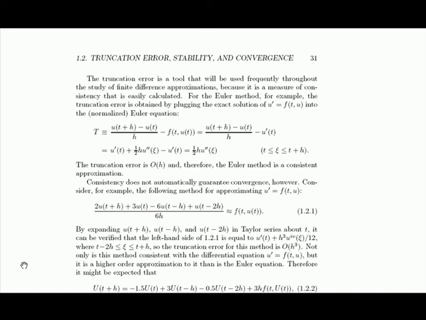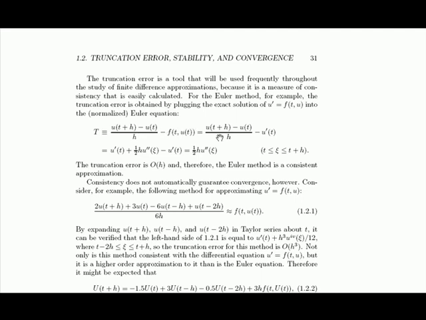Now that sounds like it might be difficult, to plug the exact solution into the approximate equation since you don't know the exact solution, but it's not. Here's the truncation error for the Euler method. We simply take little u. Remember, little u is defined as the solution of u prime equals f of t and u. Plug that into the Euler equation, and here's the residual.